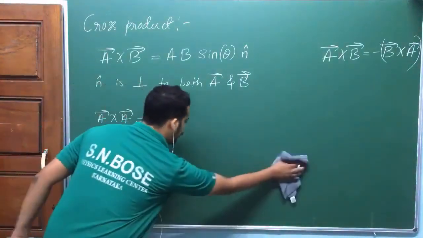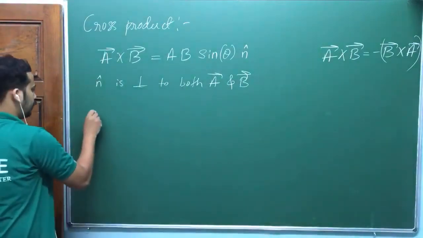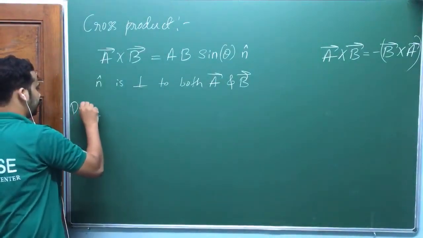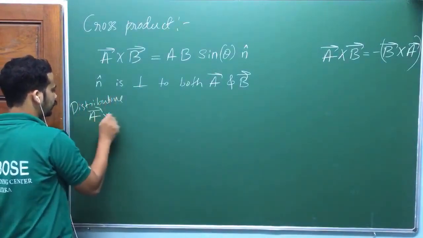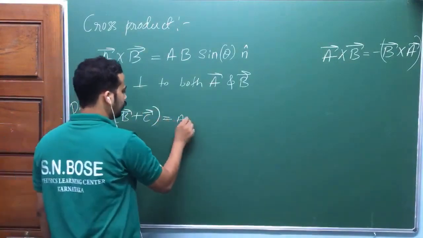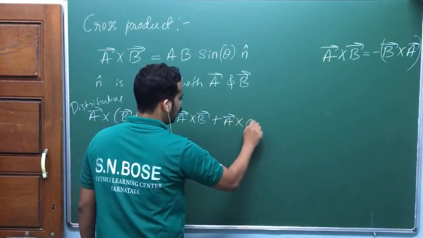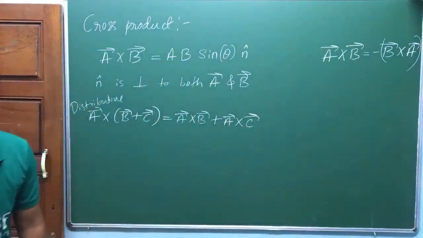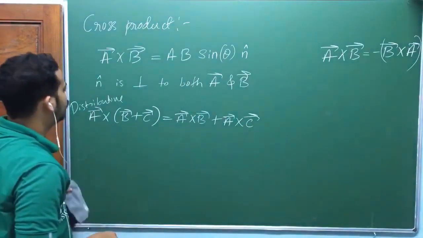Is that okay? Now, one more property. This is distributive. A cross (B plus C) is equal to A cross B plus A cross C. I hope this is not a big deal for you, isn't it? Is that okay? Distributive property.